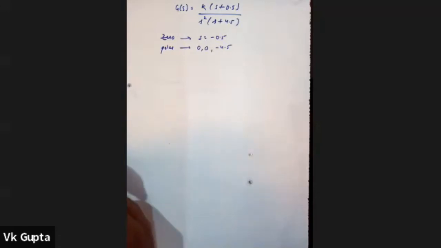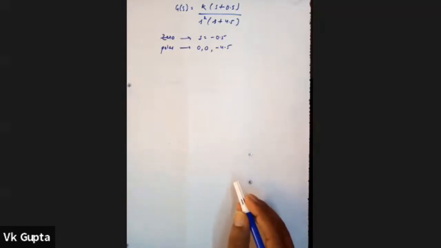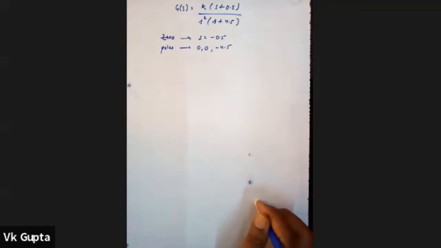Now step number 2. Step number 2 speaks about the starting point of branches and terminating point of branches. We have 3 branches, and the starting points of the 3 branches are 0, 0, and minus 4.5. So 2 branches will start from 0, and 1 branch will start from minus 4.5.